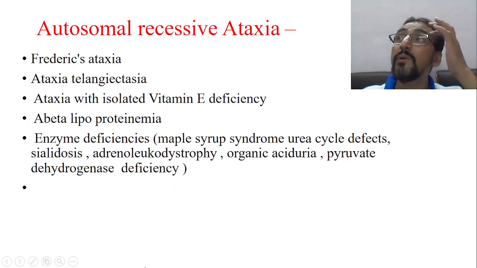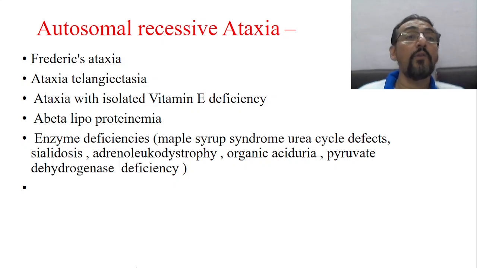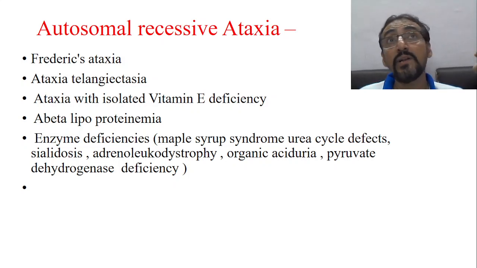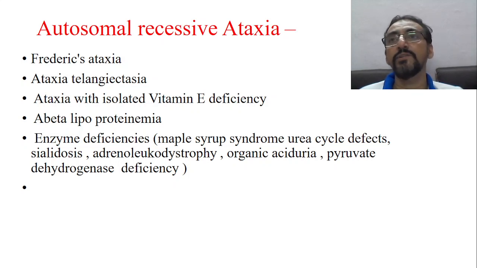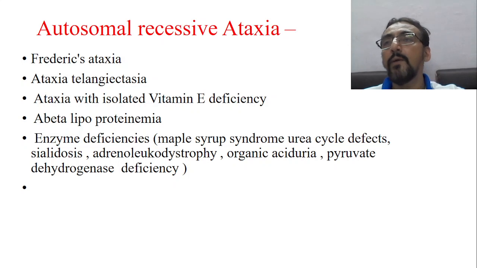Among autosomal recessive ataxias, most commonly we have Friedreich's ataxia, ataxia telangiectasia, ataxia with isolated vitamin E deficiency, and abetalipoproteinemia. Vitamin E is a fat-soluble vitamin, and it is also very important for the formation of the myelin sheath, so that may also cause the problem. In abetalipoproteinemia, we have a problem with fat absorption; fat malabsorption will be there, so fat-soluble vitamins are not absorbed. That leads to the problem.